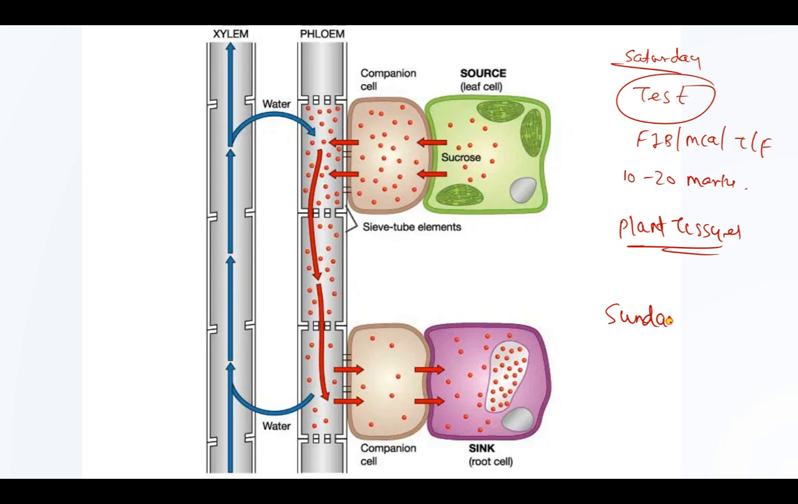Sunday it will be a break, and Monday our regular session will start again, and we will move ahead with animal tissues, right? So tomorrow we will take the test at the same time, 6:30 p.m. Fine, 10 to 20 marks just from the portion of plant tissues. Sunday there will be a break, and Monday we will move ahead with animal tissues.